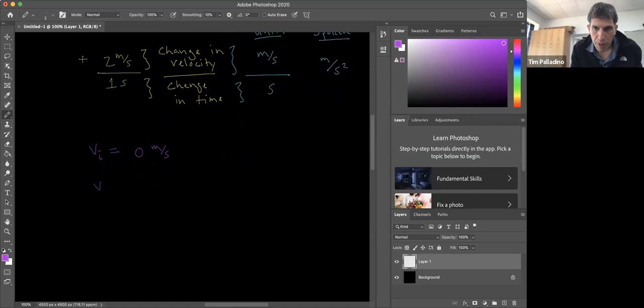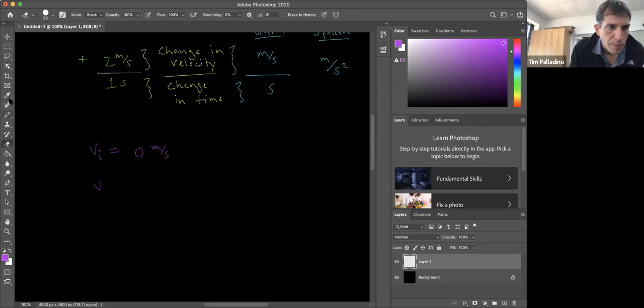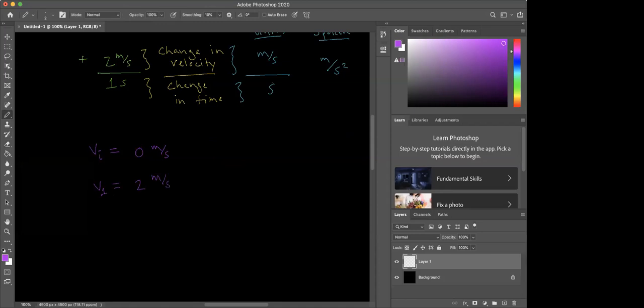I'm going to put a little v with a subscript like 1. It's hard to see that. So that's supposed to be the number 1, for 1 second. So for the velocity after 1 second of accelerating, after 1 second of speeding up, it's going to go from 0 meters per second. After 1 second, it'll be going 2 meters per second.